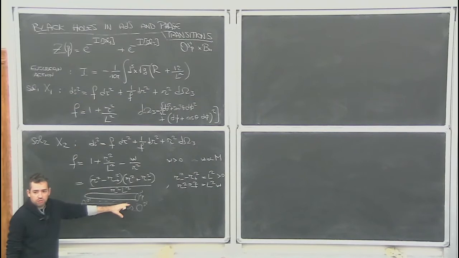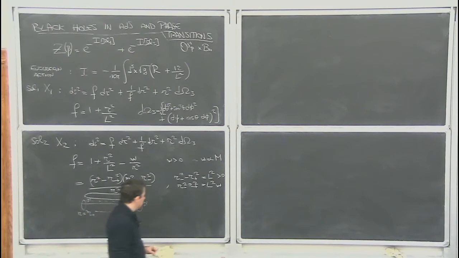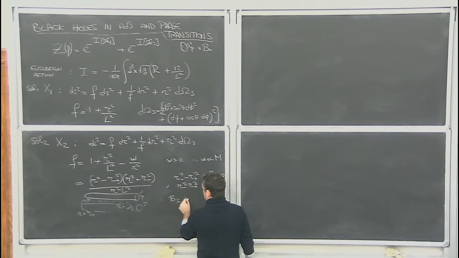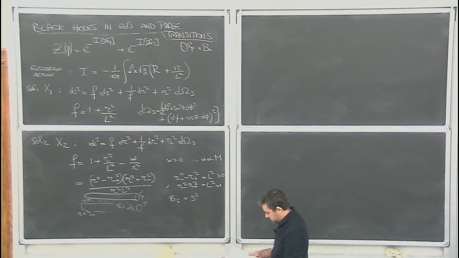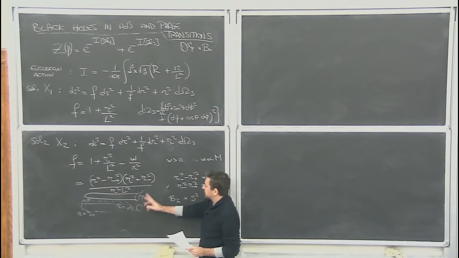It's something that has a boundary, the circle. The circle has a boundary. So it's the two-dimensional ball times S3. And the boundary is this one, S1 times S3. So the boundary is the same for both, but the interior is different. So the whole topology now is different.